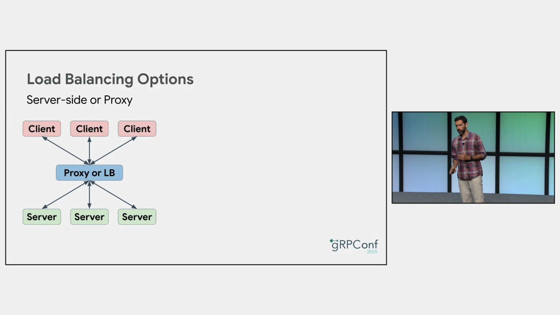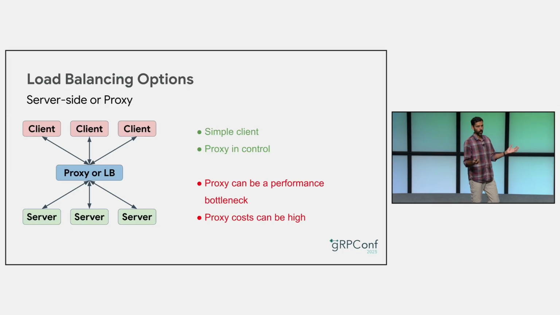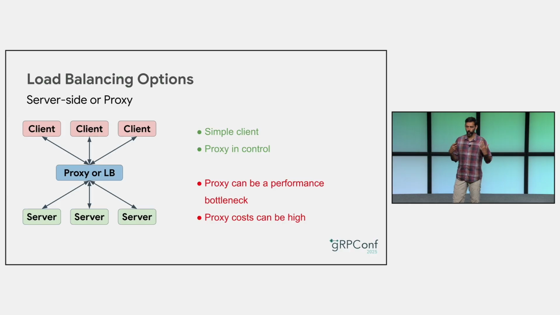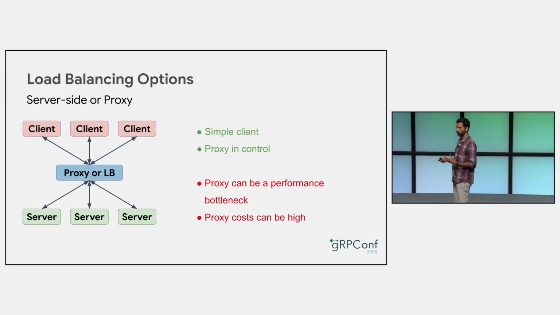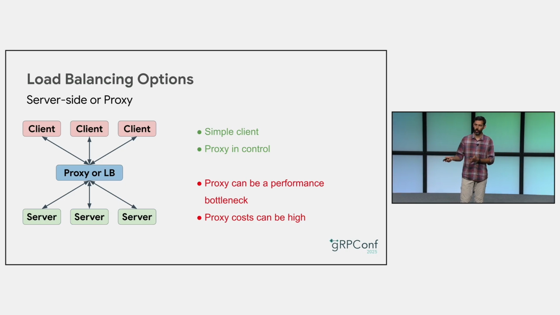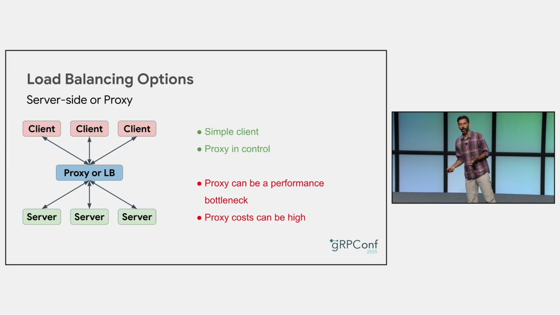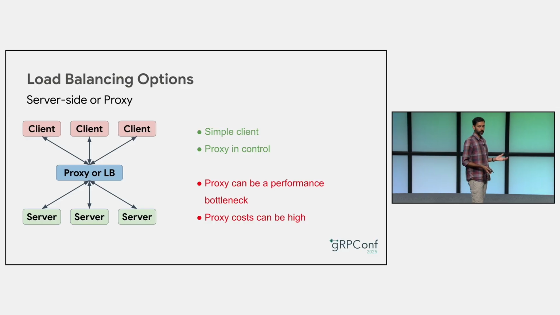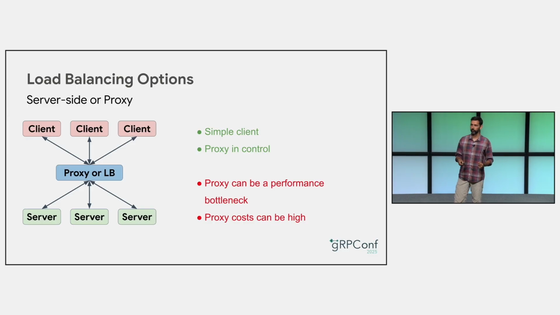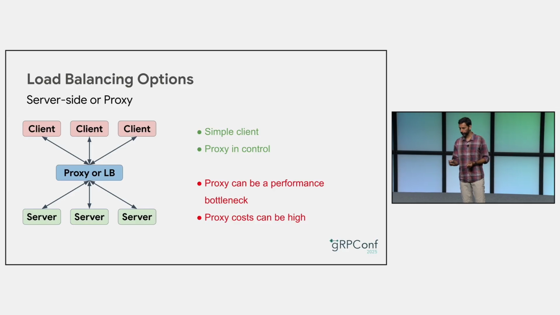The nice thing with this approach is that the client can be very simple. It just sends all its traffic to the proxy, and you can put all the load balancing logic in the proxy in one place. But this is also the disadvantage of this approach, because all traffic now needs to go through the proxy, and therefore the proxy can very quickly become a performance bottleneck and a scalability bottleneck as well. And running a fleet of proxies and maintaining them would have its own costs and can be prohibitive at times.